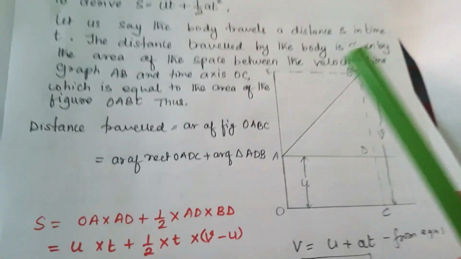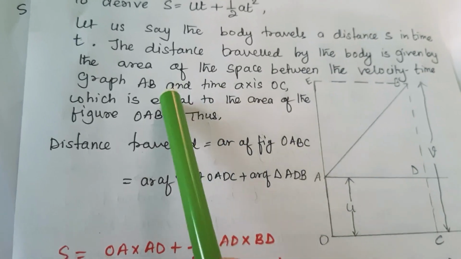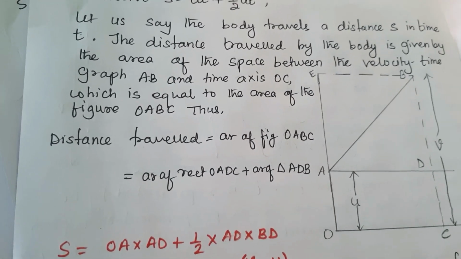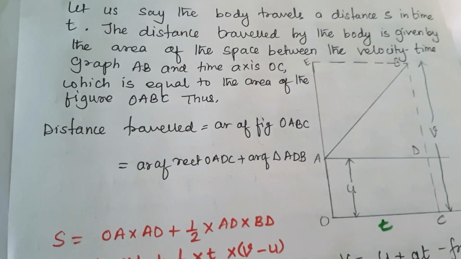The area is between AB and the time axis OC. This is your time axis, which you can write here as t, time.